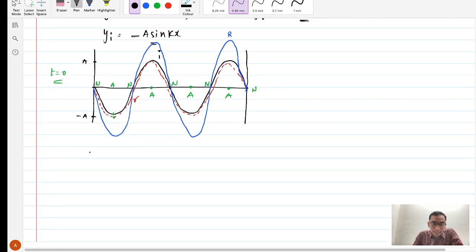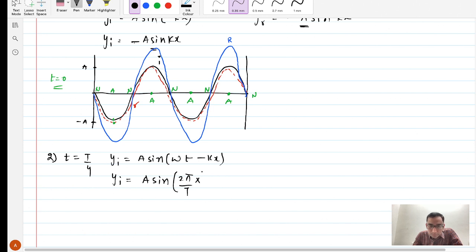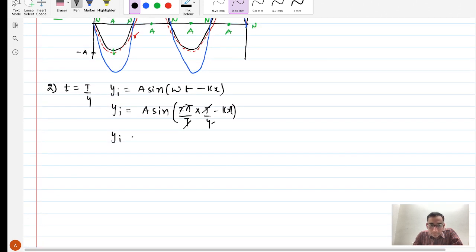Now let's write the equations for time t equal to T by 4. The incident wave is a sin(omega t minus kx). We know that omega is 2 pi by T, and here I substitute time as T by 4, minus kx. T gets cancelled, and the incident wave becomes a sin(pi by 2 minus kx). This is the incident wave equation. Sin(90 minus theta) is equal to plus cos theta, so sine turns into cos of kx.